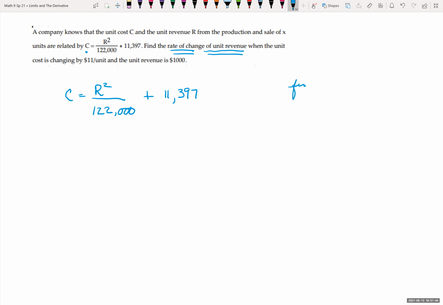So we want to find the rate of change of unit revenue. That tells me the derivative of the revenue, so dR/dt, when the unit cost is changing by $11 a unit. So the cost is changing, and I'm thinking of that as a rate. And so I know that the derivative of the cost function with respect to time, dC/dt, is equal to $11 per unit. And the unit revenue at that time is 1,000. So I know here R at that time is equal to 1,000.